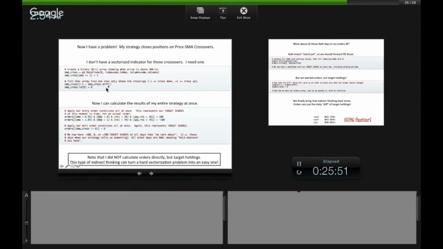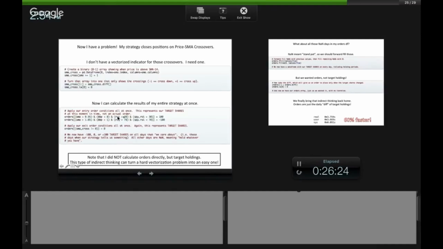Then I can just do a diff on that array, which is a built-in vectorized operation that subtracts every day from the day before it. If you think about what happens after that, on days where I was below before and I'm still below, it'll be 0 minus 0 is 0. Days where I was above and stayed above, 1 minus 1 is 0. Days where I crossed up, I'll have a 1, and days where I crossed down, I'll have a minus 1. So with just a couple of lines of code, I've now got this perfect cross indicator that tells me only days when I crossed over and which direction.